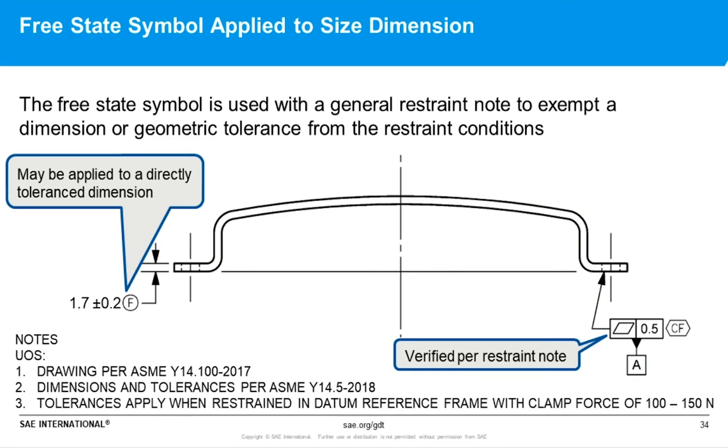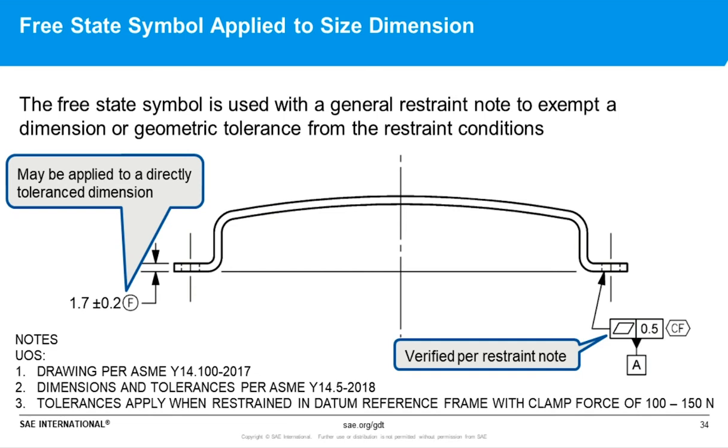And the next significant change is the free state symbol. As we see on this drawing, there's a free state symbol specified next to the size dimension. In previous standards, it was only shown with the geometric tolerances. Now it can be applied to size dimensions.